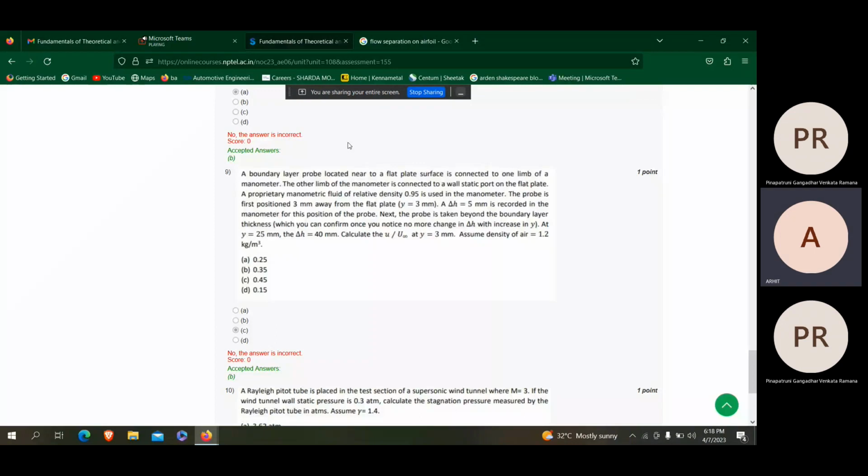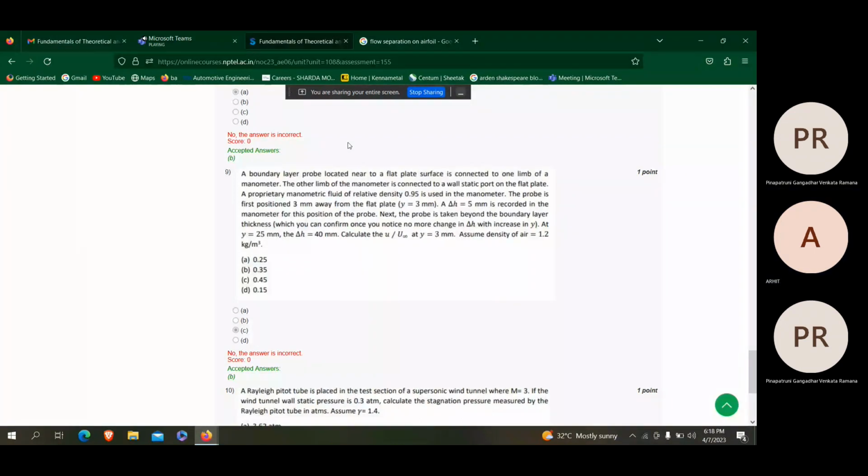A boundary layer probe located near to the flat plate surface is connected to one limb of a manometer. The other limb of the manometer is connected to the wall static port. A proprietary manometric fluid of relative density 0.95 is used in the manometer.